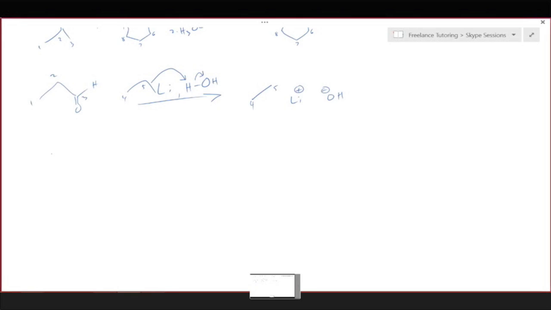Okay, so let's try to write down a reaction that's more likely to accomplish what they were probably trying to do here. Okay.